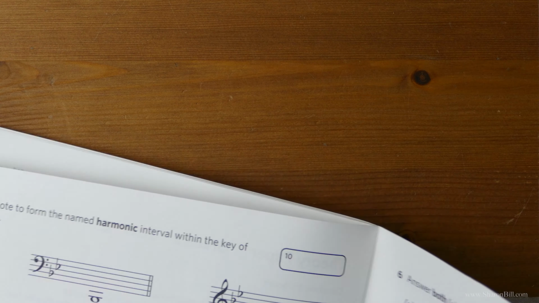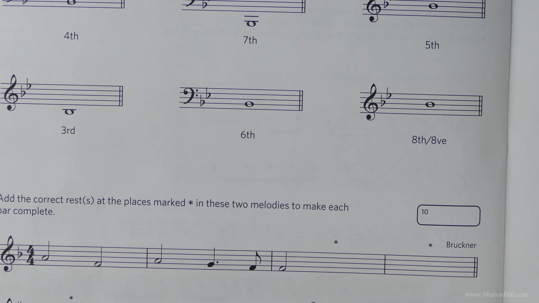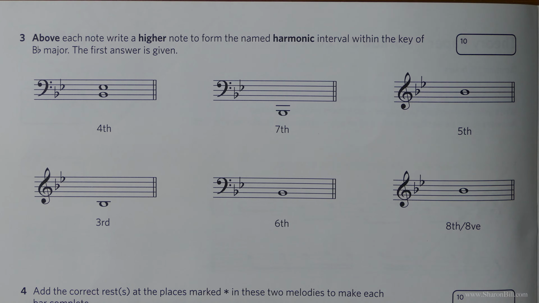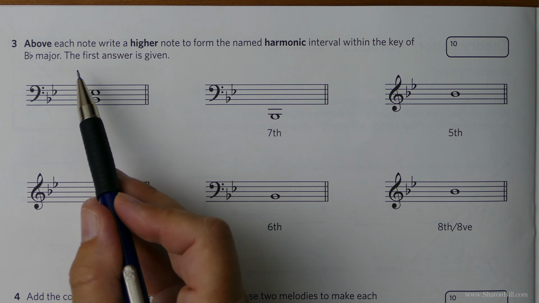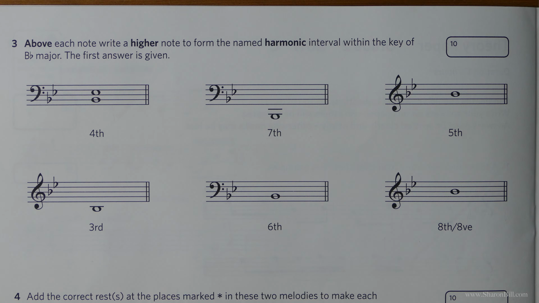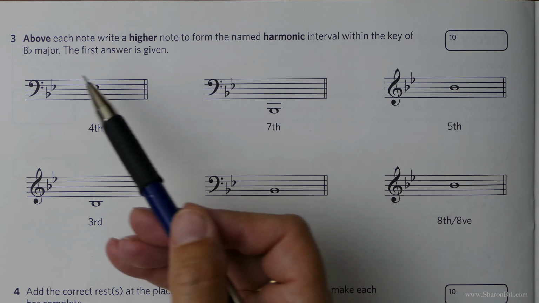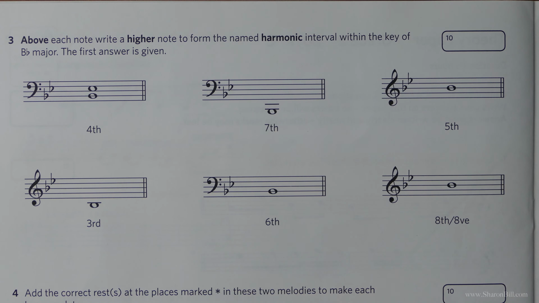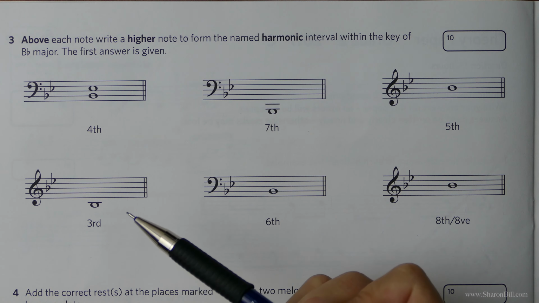So if you turn over the page, we're on to some intervals. Just buried my ruler and rubber. Let me find those. There we go. Okay then, so we're asked to create these intervals. Above each note, write a higher note to form the named harmonic interval. They've been very helpful here by typing this in bold. We're within the key of B flat major, so each time we're counting up from this B flat. However, in a sense that's irrelevant, we're just counting up from the bottom note.